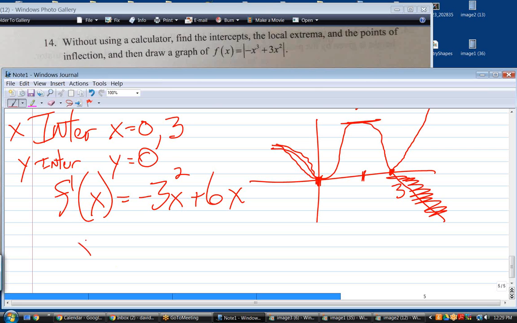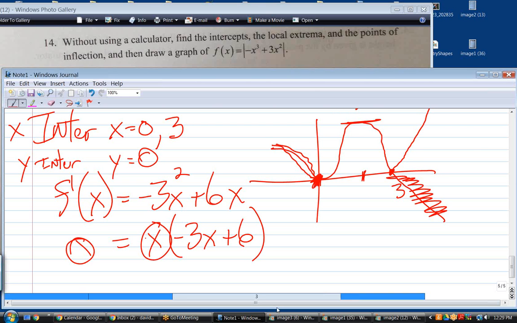Well, I can factor out and set it equal to 0. Again, I can factor out an x, and I get minus 3x plus 6. So there was 1, 0. We found that one. And this one is where x equals 2. So that's where that maximum is.